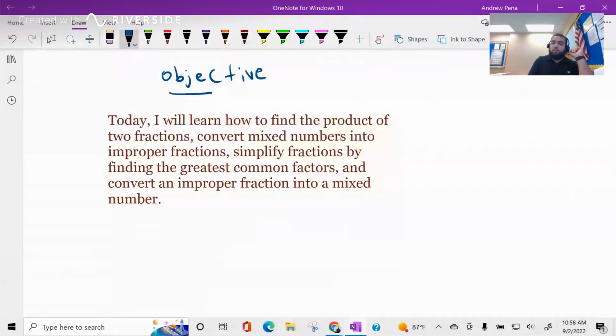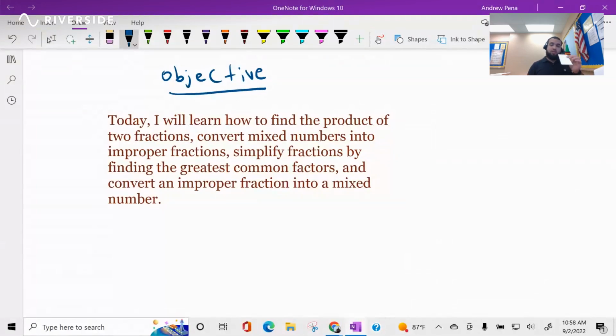Today I want to start with the objective. What are we going to learn today? Today, I will learn how to find the product of two fractions, convert mixed numbers into improper fractions, simplify fractions by finding the greatest common factors, and convert an improper fraction into a mixed number.